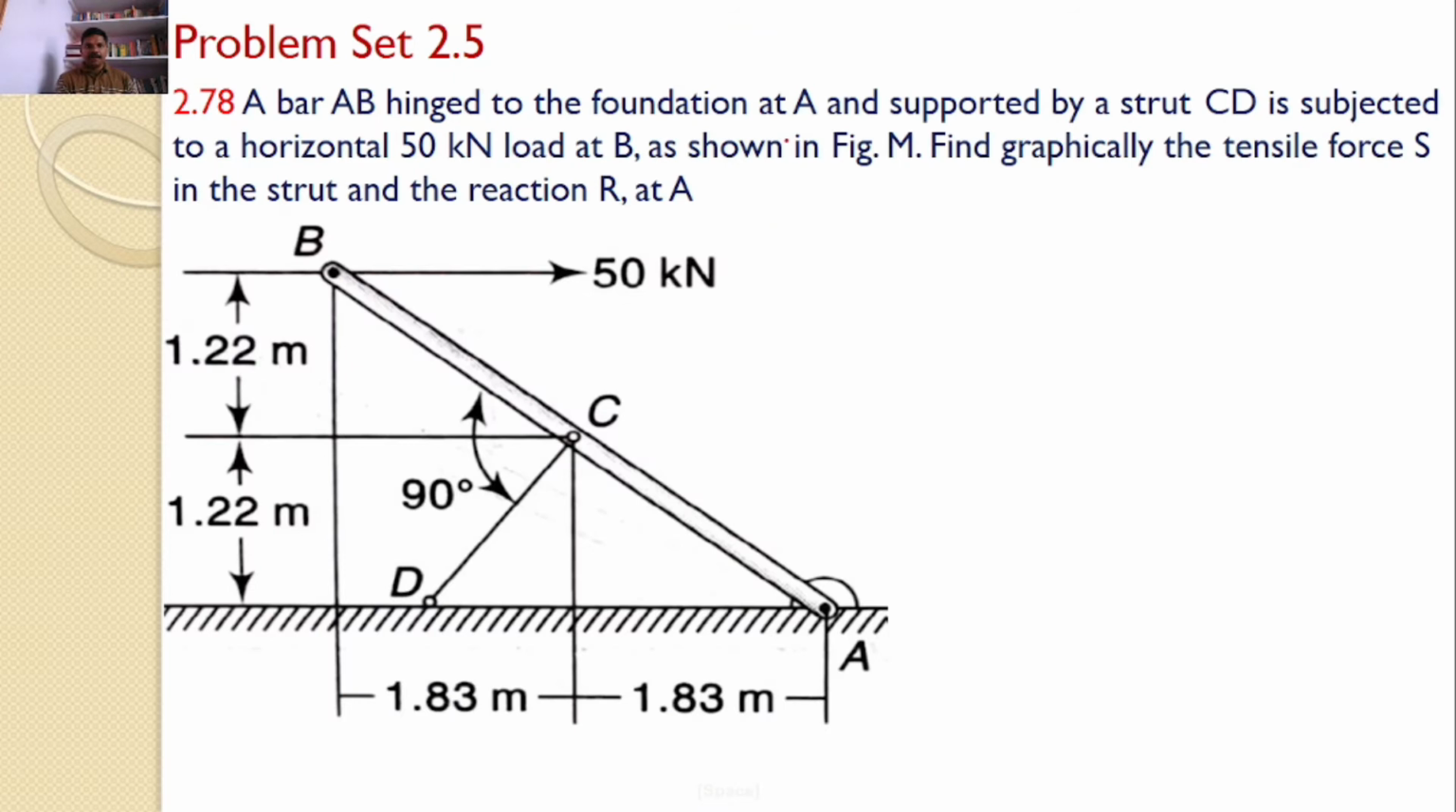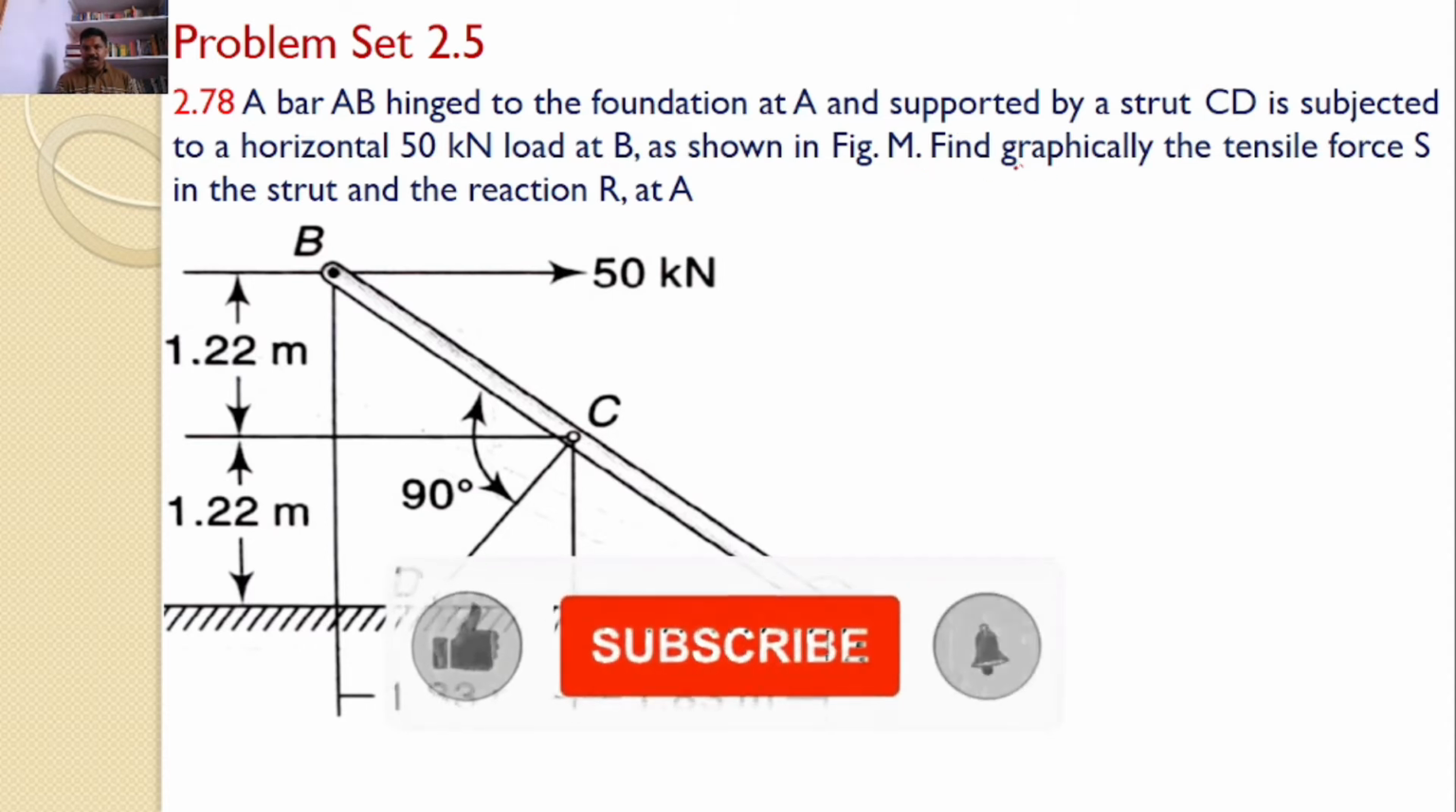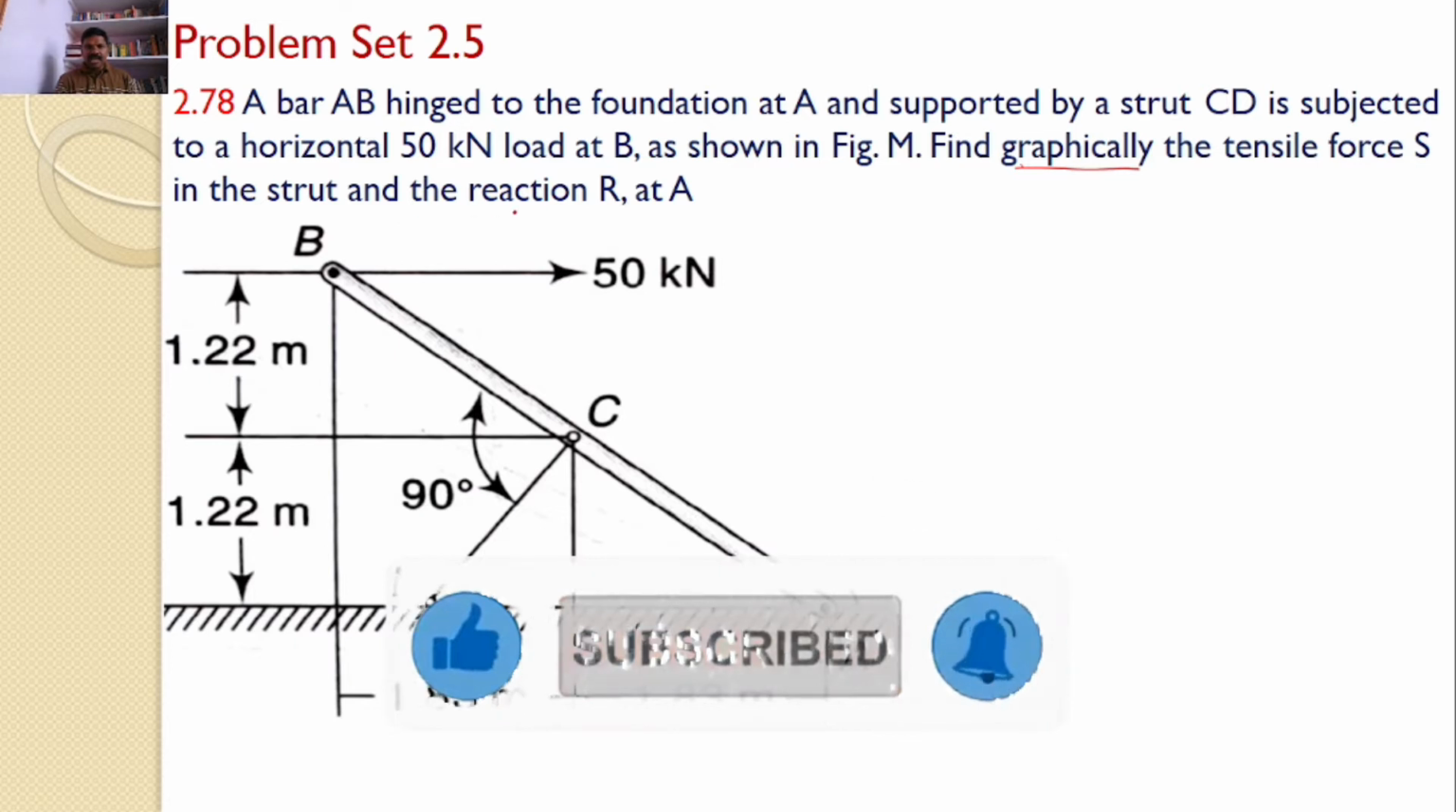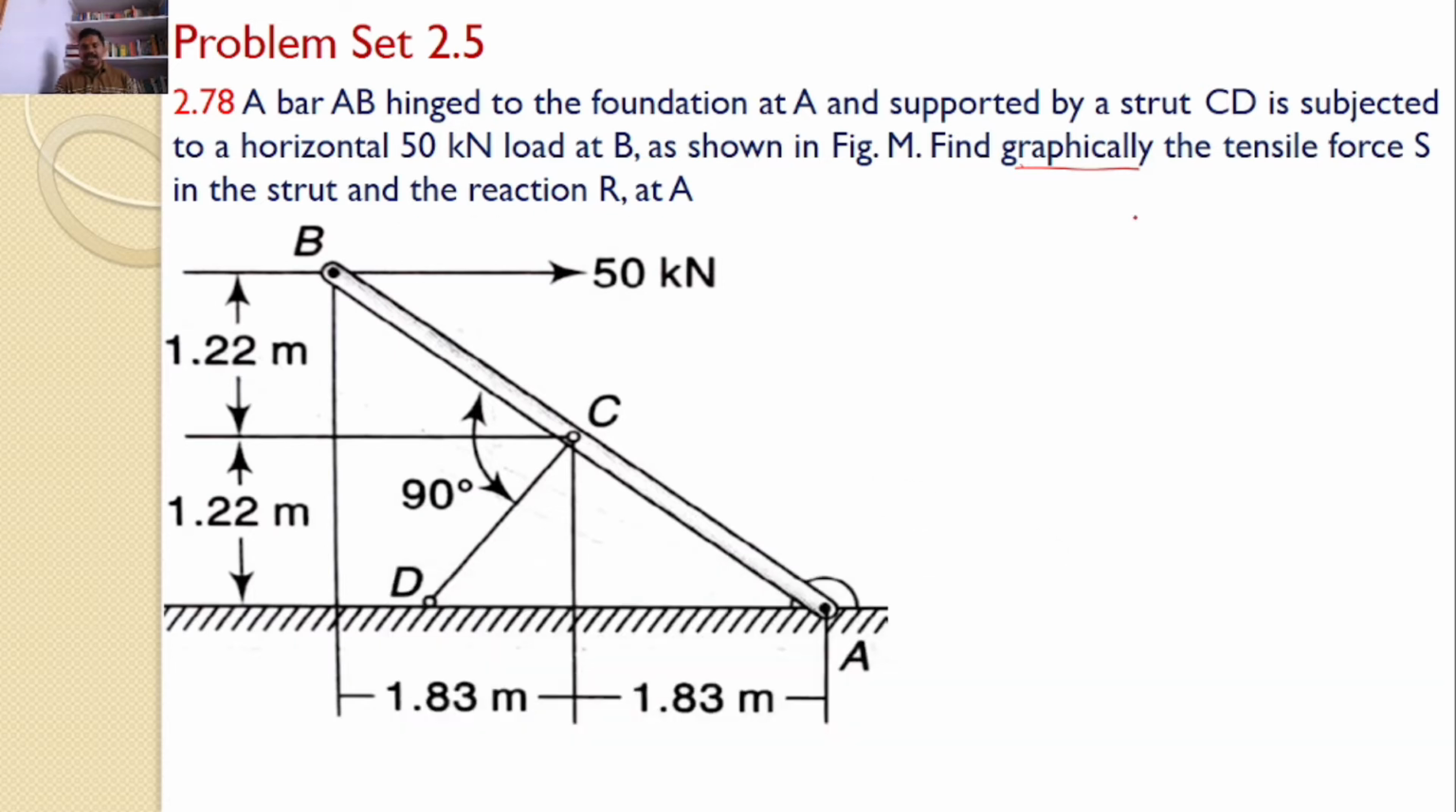In this tutorial, we will discuss problem set 2.5 and problem number 2.78. A bar AB hinged to the foundation at A and supported by strut CD is subjected to a horizontal 50 kilonewtons load at B, as shown in the figure. Find graphically the tensile force S in the strut and the reaction R at A.